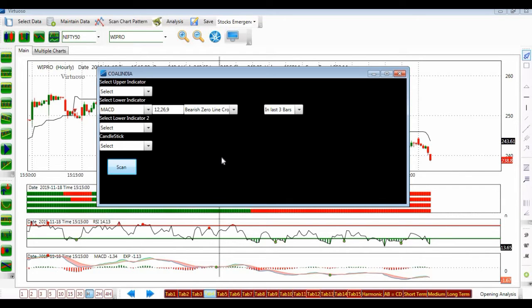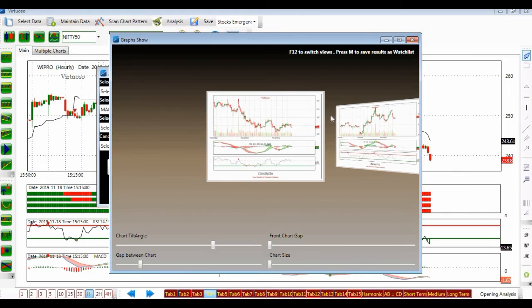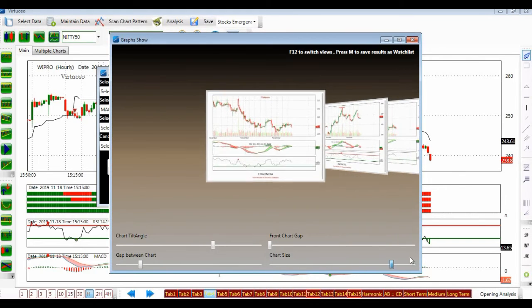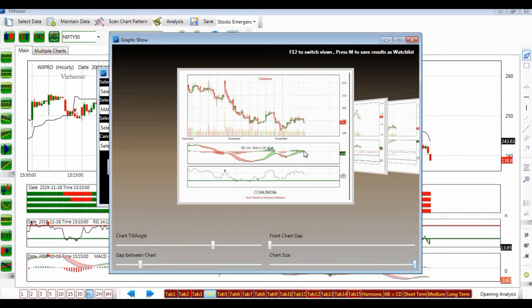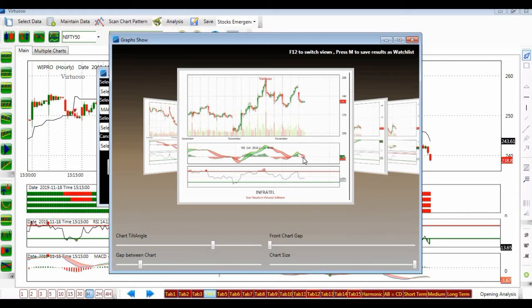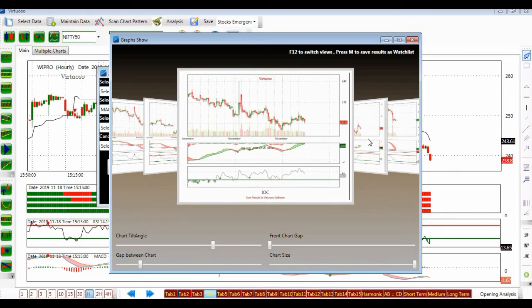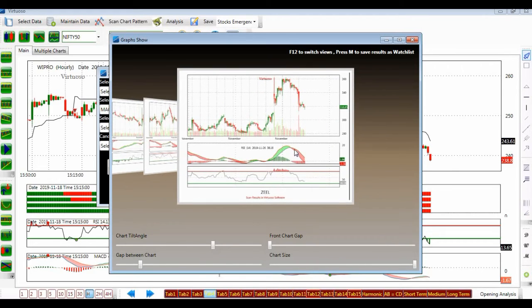So you can search those. Let's see if we get any of the results or not. Any of the stocks which are in the 1 hour time frame and crossing that. Yeah, we got many results here. So just click here, increase the size of the chart. See, this is crossing the zero line. This is Coal India. This is Infratel. This MACD is crossing this zero line here. Again, zero line here. So this is crossing a zero line here.